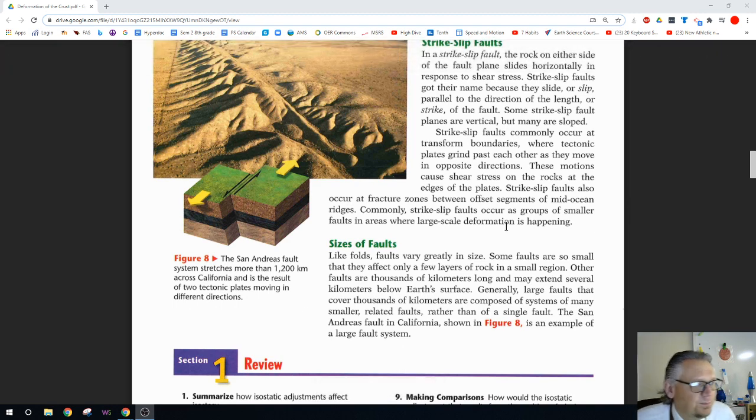Size of faults. Like folds, faults vary greatly in size. Some faults are so small that they affect only a few layers of rocks in a small region. Other faults are thousands of kilometers long and may extend several kilometers below the Earth's surface. Generally, large faults that cover thousands of kilometers are composed of systems of many smaller related faults rather than a single fault. The San Andreas Fault in California, as shown in figure 8, is an example of a large fault system.